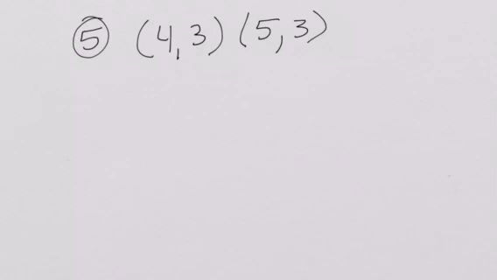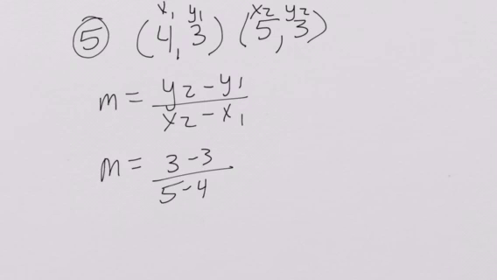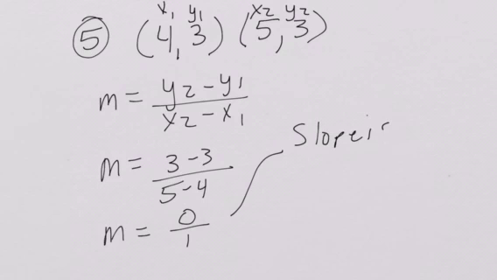And now we're going to do x1, y1, x2, y2. M is equal to y2 minus y1 over x2 minus x1. M is equal to 3 minus 3 over 5 minus 4. M is equal to 0 over 1. When we have 0 in our numerator, we say that our slope is 0.